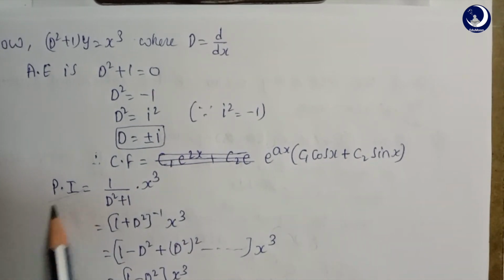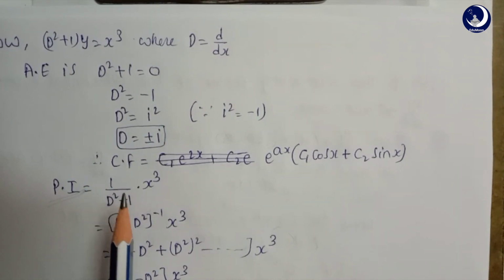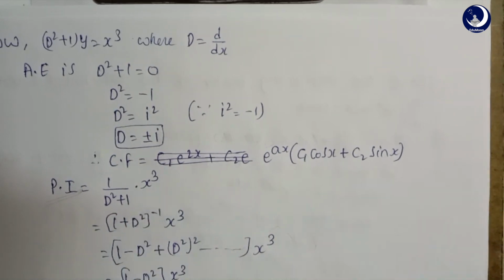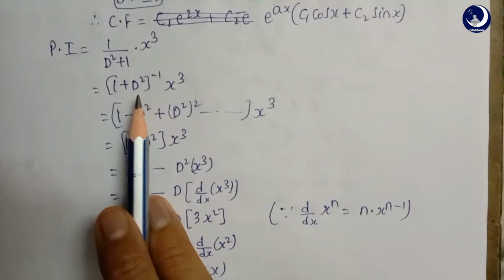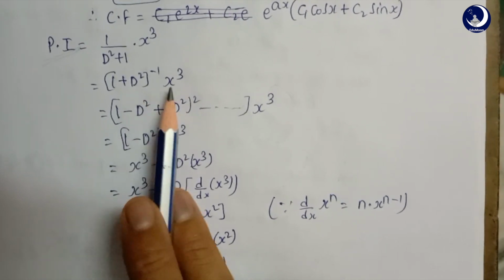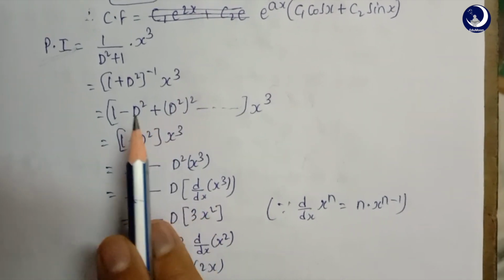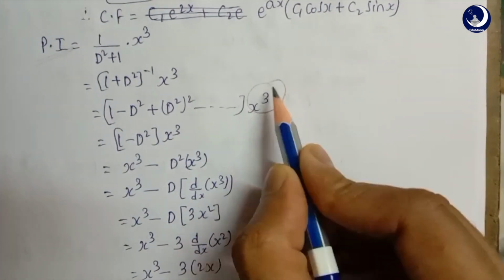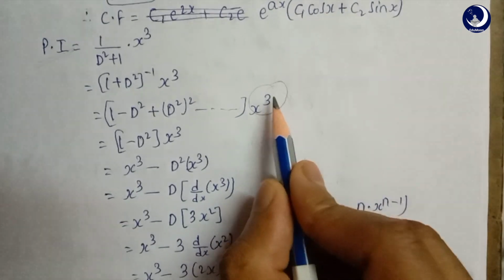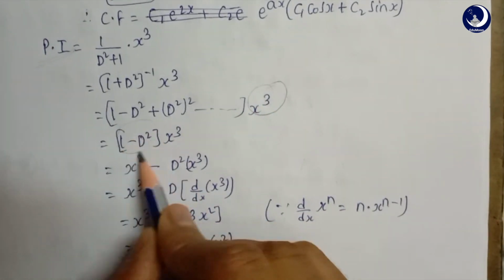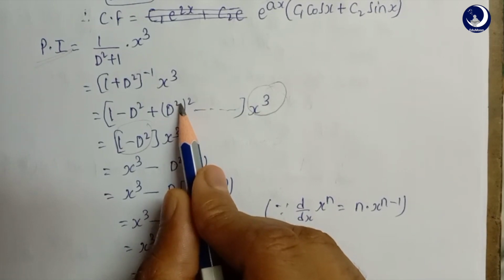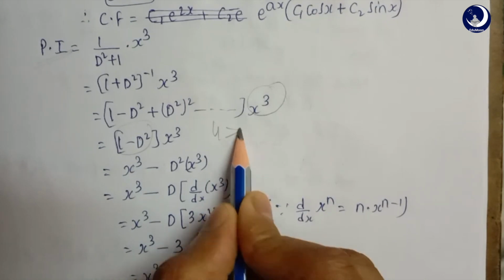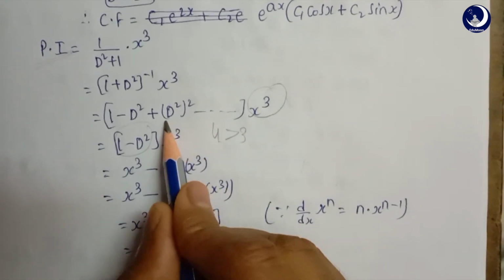We have to find the particular integral. That means 1 by f(D) into x to the power m. I replace f(D) with D squared + 1 and x to the power m with x cube. I take the inverse, (1 + D squared) inverse into x cube. If you see this by expanding the form, here the power of x is 3, so only terms with power less than or equal to that are needed. D squared whole squared means D to the power 4. 4 is greater than 3, not less than 3. That's why we should not consider these values.